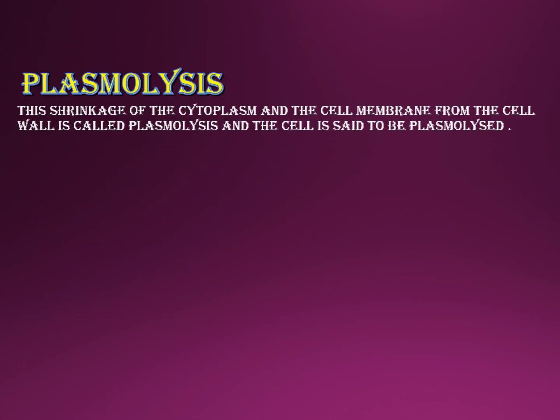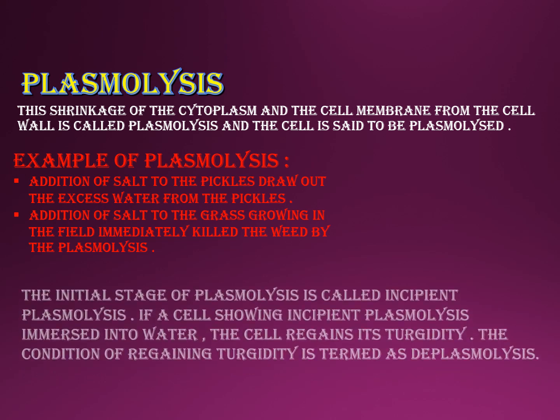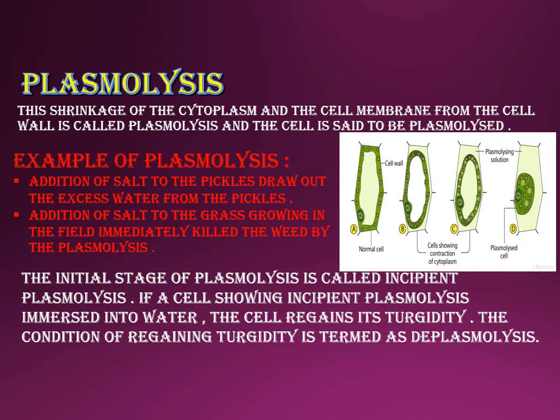The next topic is plasmolysis. It is the shrinkage of protoplasm, that means the cytoplasm present in the cell. When does it shrink? When we place a cell in a hypertonic medium, a concentrated medium, then the cell contents shrink, starting from the cell membrane. Such a process is called plasmolysis.